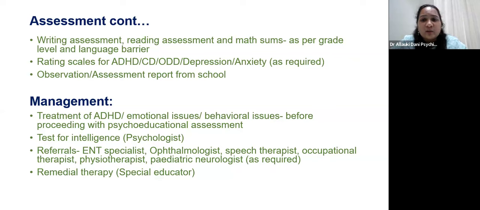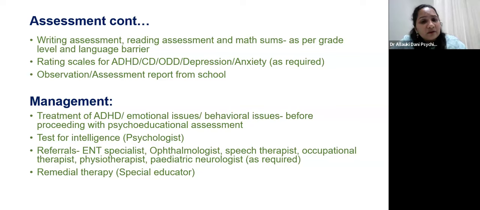articulation, expressive problems, or problems which can interfere in the academics of this child. Occupational therapist: as we saw in this case, there are gross motor as well as fine motor issues, for which we definitely need to refer the child to an occupational therapist and a physiotherapist for assessment as well as for management.